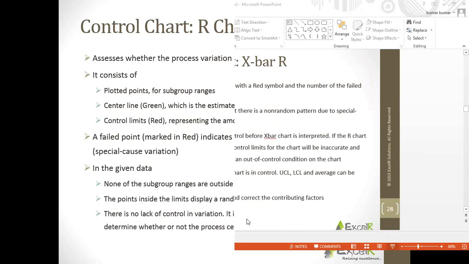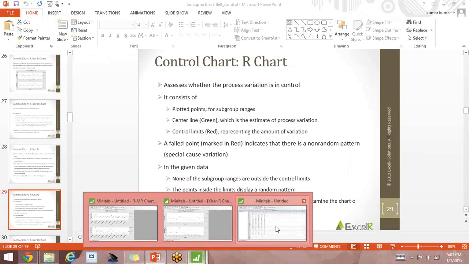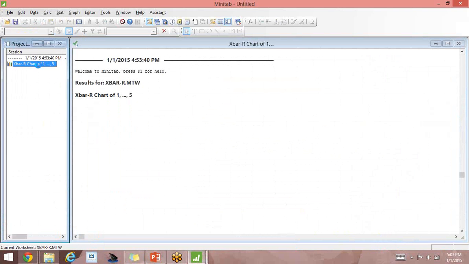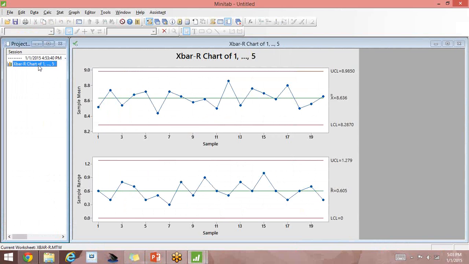So all these statements that I'm making, I'm making by looking into the simple plot, X bar R plot. If you see, this range chart is also within the limit. This mean chart, that is X bar chart, also is within limits. So X bar R both are in control. Hence we conclude that our entire process is stable.